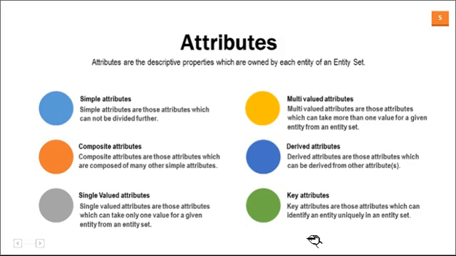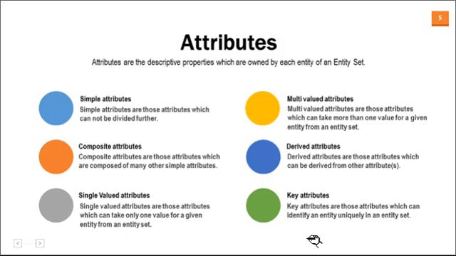Next one is your composite attribute. Composite attributes are those attributes which are composed of many other simple attributes. Like if I say address, a person's address can be broken up into many simple attributes. Address can be house number, street or colony, city, zip code. Yes, I can break it into many simple attributes. That's why it's my composite attribute.